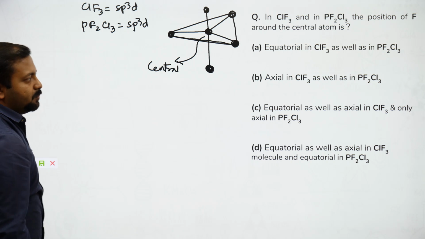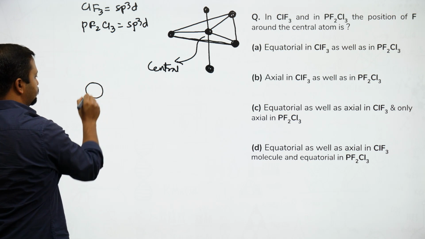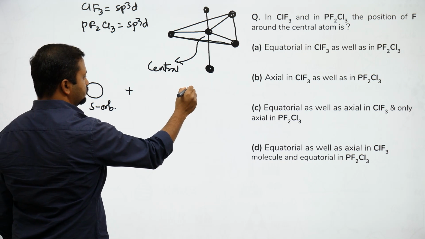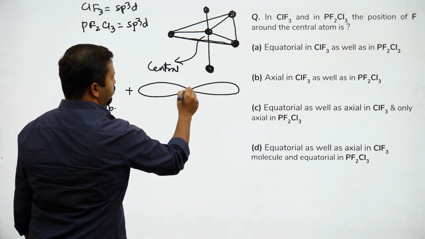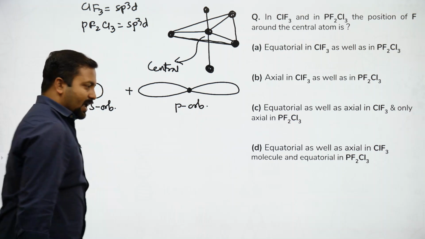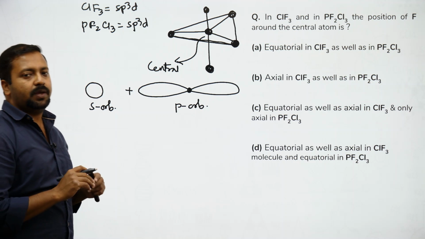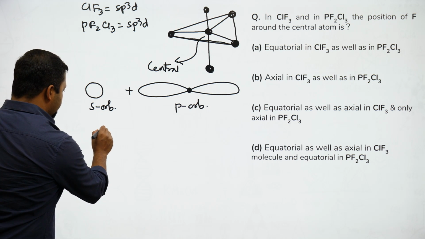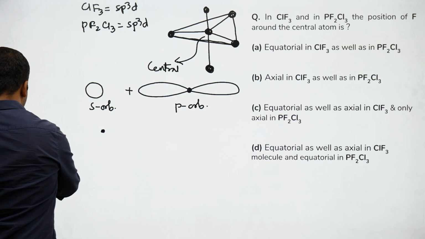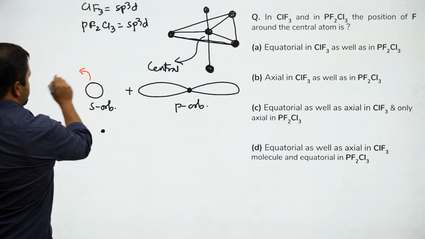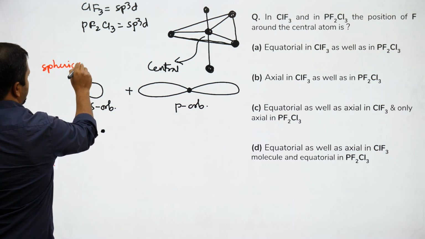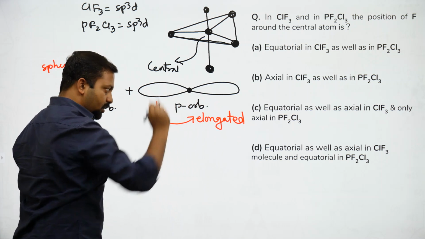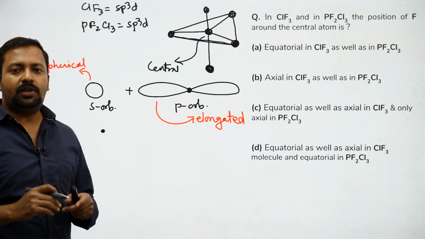Okay, now let's learn a simple concept. This is our s orbital and this is our p orbital. S and P can combine to make 3 types of orbitals: sp, sp2, sp3. Okay, let's look at these 3 things first. So the s orbital is spherical and this is elongated. Now, hybridization means baking a cake.